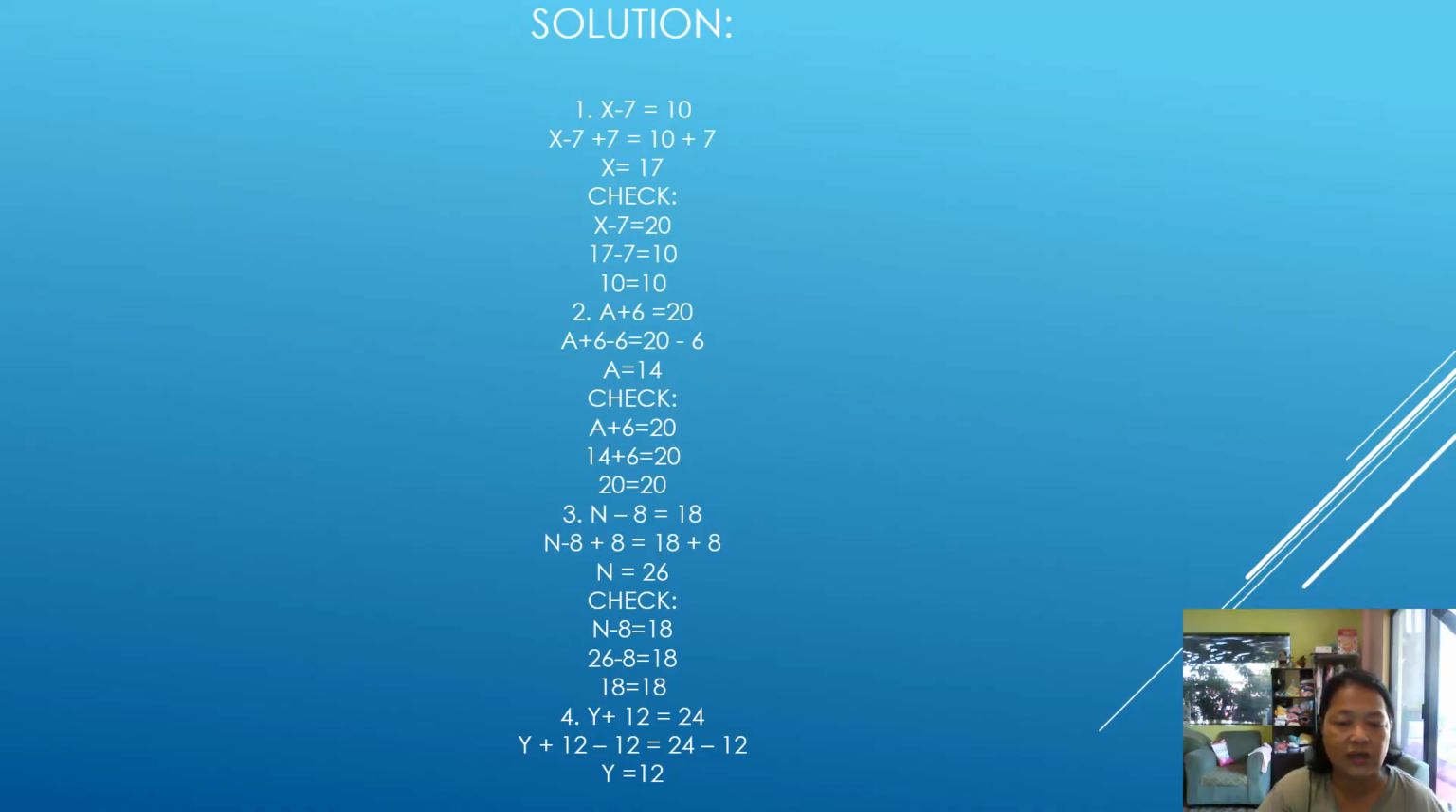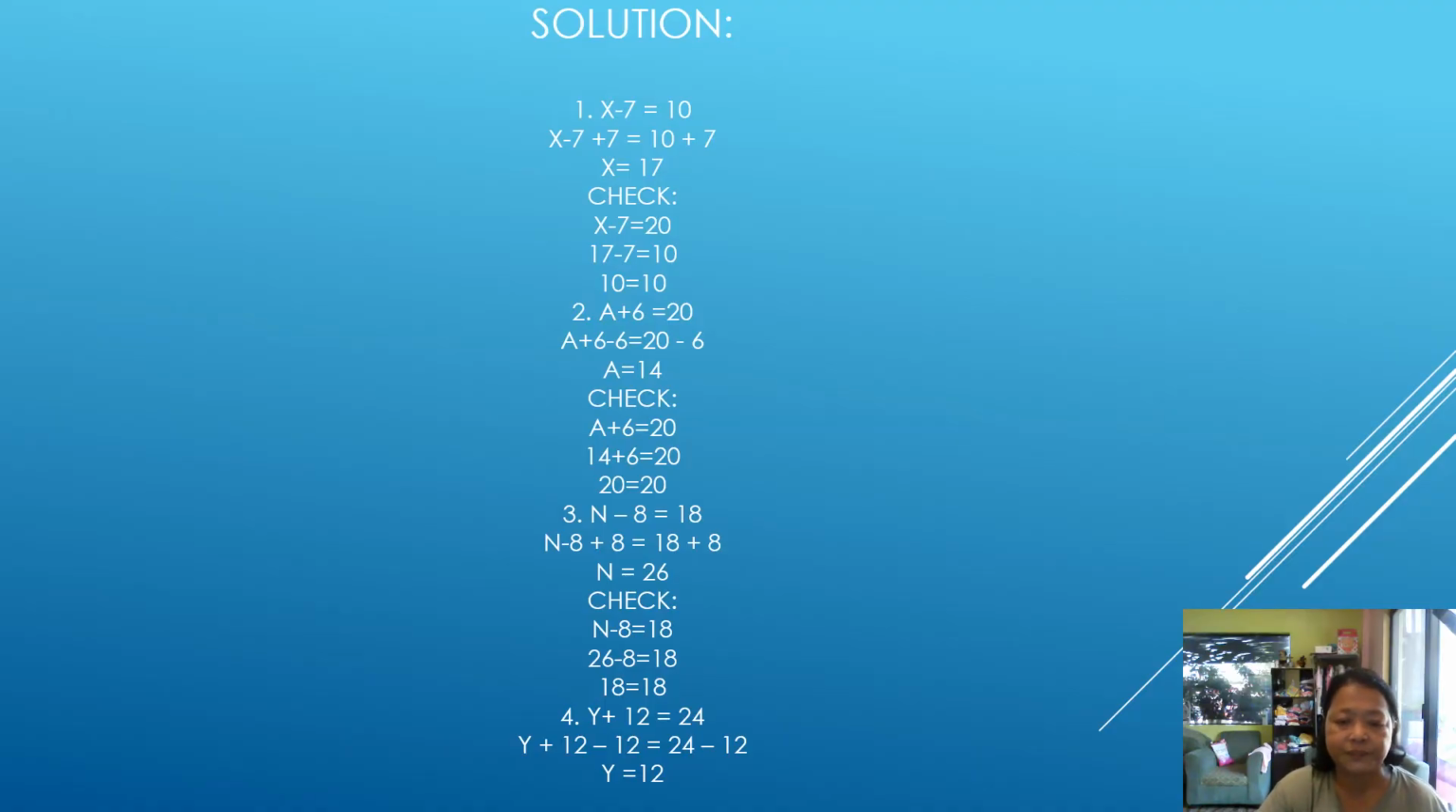Number 2, a plus 6 is equal to 20. So the inverse of positive 6 is negative 6. So a plus 6 minus 6 is equal to 20 minus 6. We cancel the positive 6 and negative 6. What remains is a is equal to 20 minus 6, which is 14. So to check, we write the original equation, which is a plus 6 is equal to 20. Our a is 14, plus 6 is 20, is equal to 20, and that is correct.